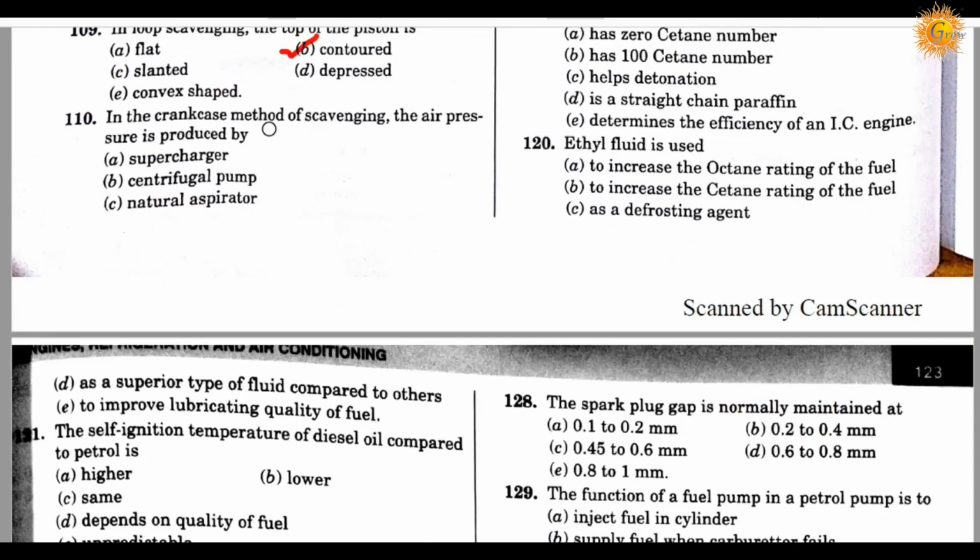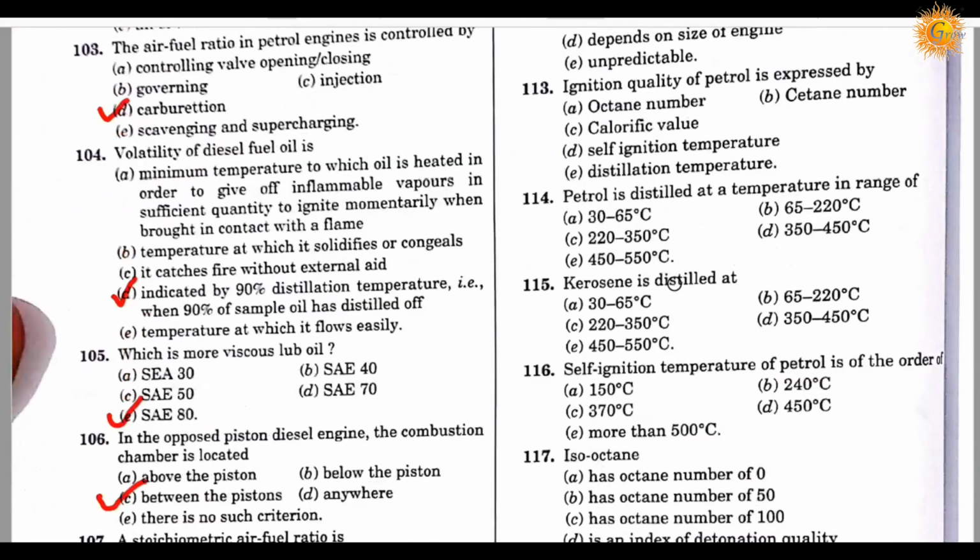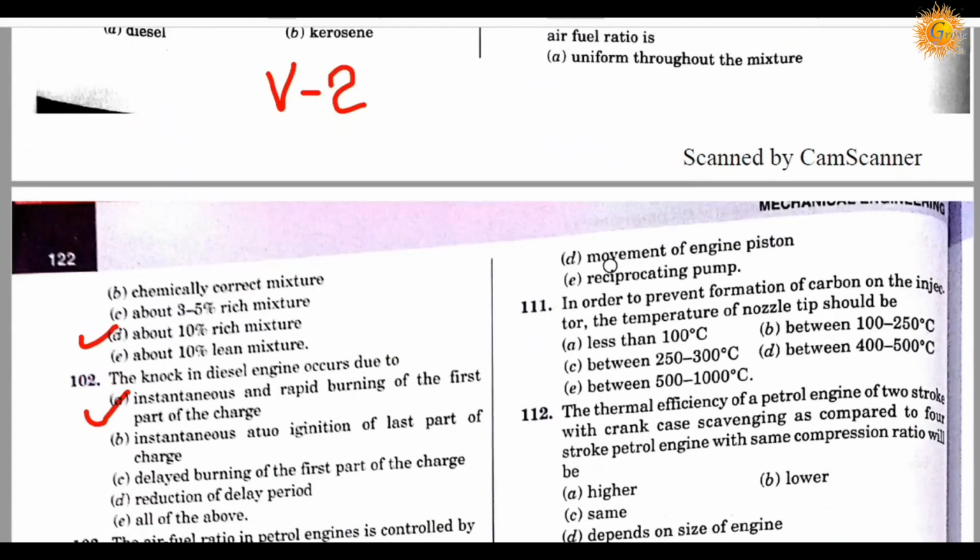Question number 110. In the crankcase method of scavenging, the air pressure is produced by: option A, supercharger; option B, centrifugal pump; option C, natural aspirator; option D, movement of engine piston; option E, reciprocating pump. So the correct answer is D, movement of engine piston.